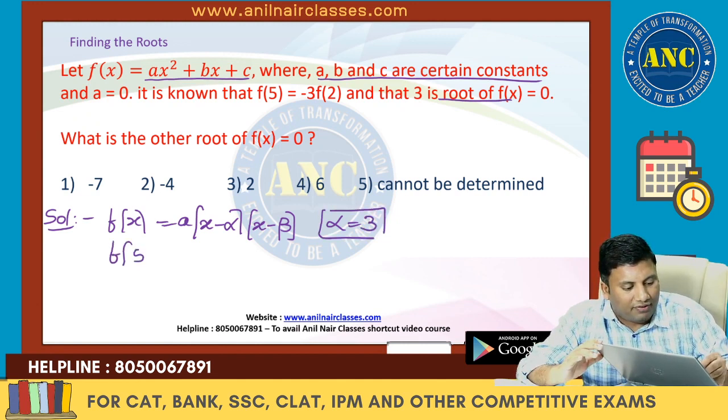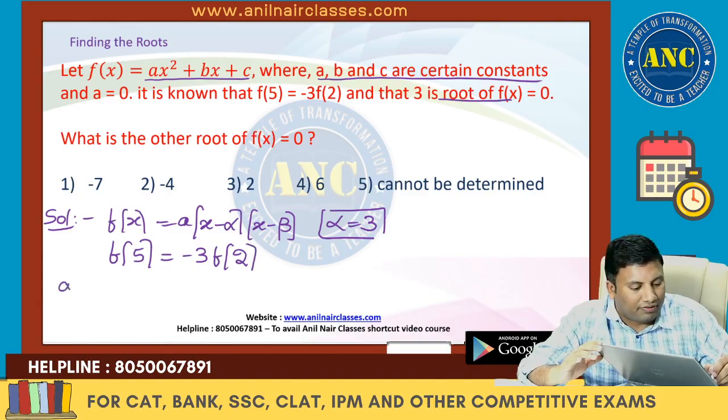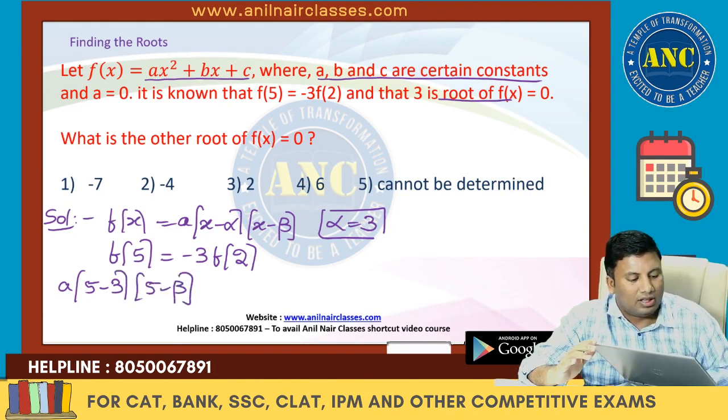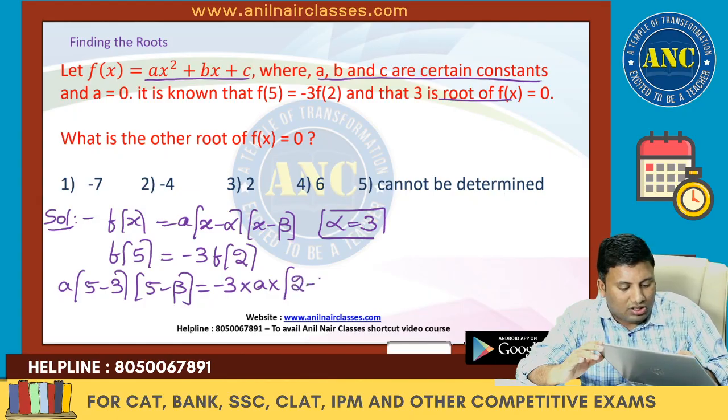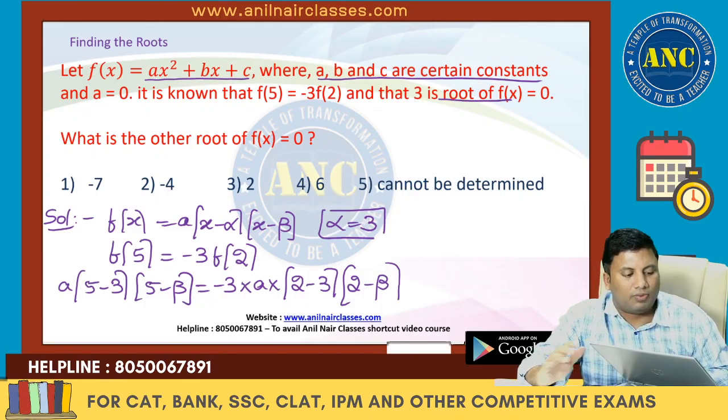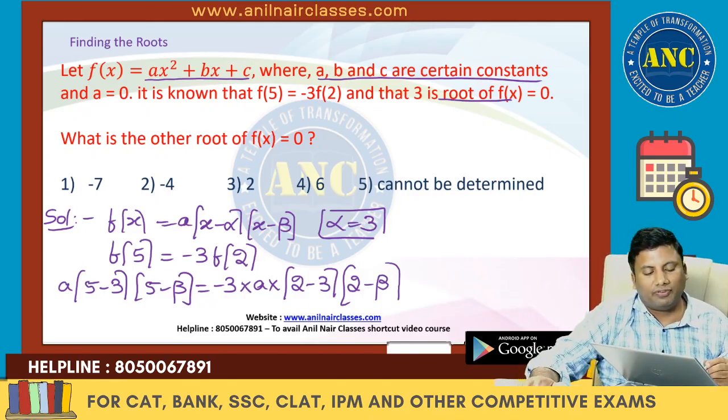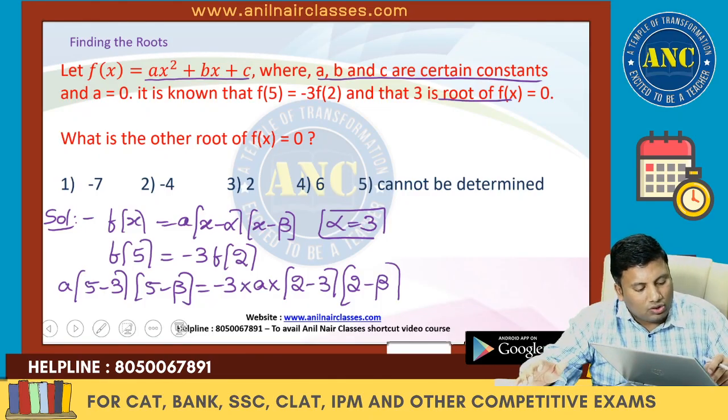So f of 5 equivalent to minus 3 of f of 2. X, if I substitute 5, a into 5 minus 3, alpha is 3, 5 minus beta. These f of 5 equivalent to minus 3 into f of 2, a into 2 minus 3 into 2 minus beta. Are you all with me? I substituted x equivalent to 5 and x equivalent to 2. So if I do this, then what will happen?